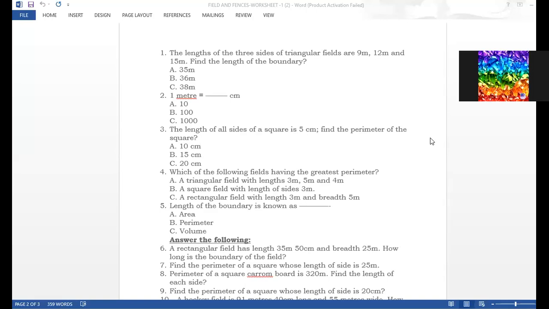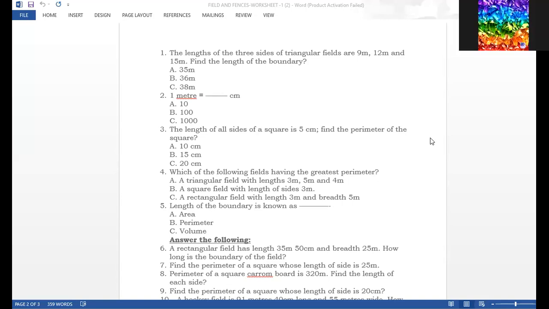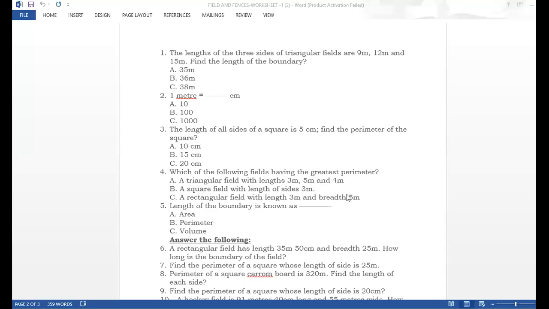Question number 4. Which is having the greatest perimeter? Sir, this is the first one. Answer is C. A rectangle field with length 3 meters, breadth 5 meters equals 8 meters. 8 into 2 is equal to 16. 16 meters, sir. Sir, 16 I am getting. So 16 is a big number, so that is the answer. Rectangle field is having more perimeter when compared to triangle and square in the given question.